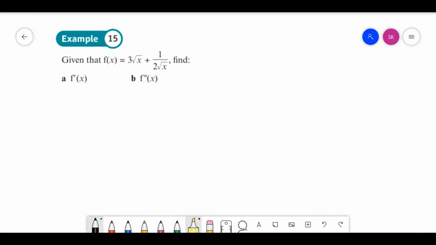This example is the same, except rather than differentiating y with respect to x, we're differentiating f of x with respect to x. So you can see the notation is a bit different, but it means the same thing. The only other thing is that arguably this is a little bit spicier. They've given us f of x equal to 3 root x plus 1 over 2 root x. I'm going to write that nicely as 3x to the power of a half plus a half x to the power of negative a half.